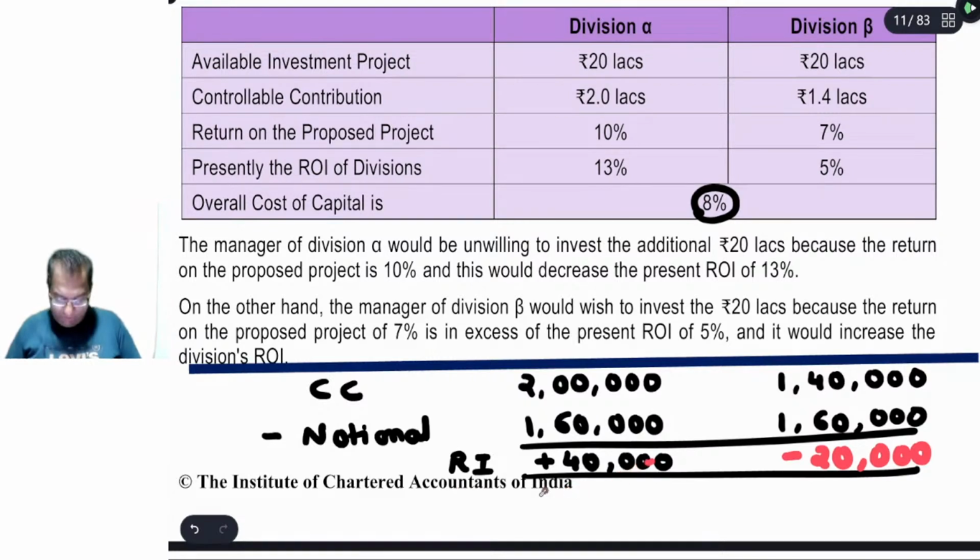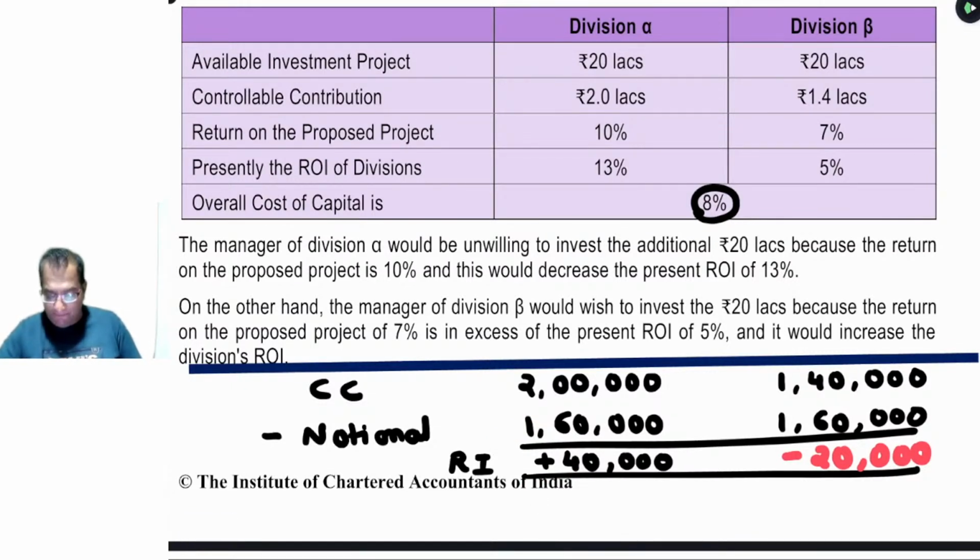Yes, because it is providing department alpha a positive RI. Whether company would like to invest in department alpha? Yes, because the cost of capital is 8%, while there is a positive return of 40,000. Even after recovering the cost of capital, company will be able to earn 40,000 rupees. So company would like to invest.